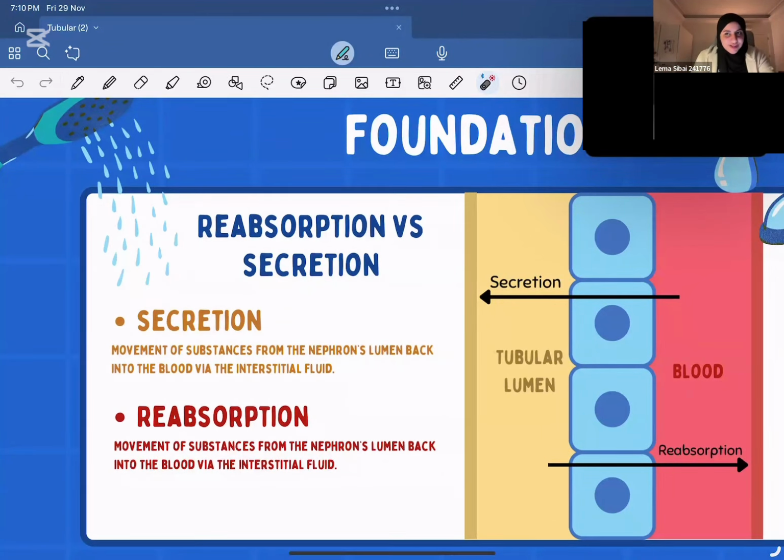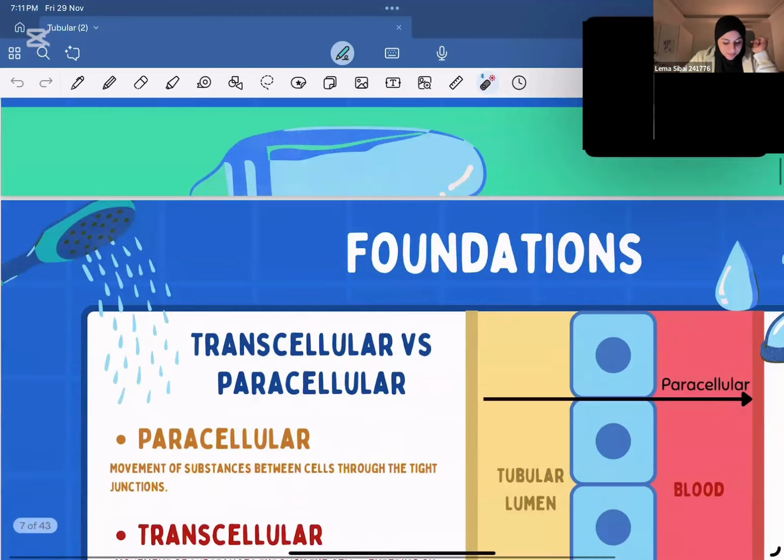So how I like to remember it is reabsorption, B, blood. Anytime you hear reabsorption, this just means it's going back to the blood. Secretion sounds like excretion, which is urine. So that's a concept we all have to keep in mind because it's also something I'm going to be repeating all throughout the lecture. Okay.